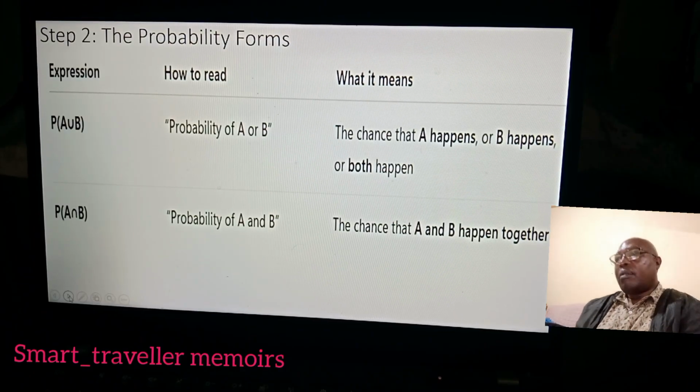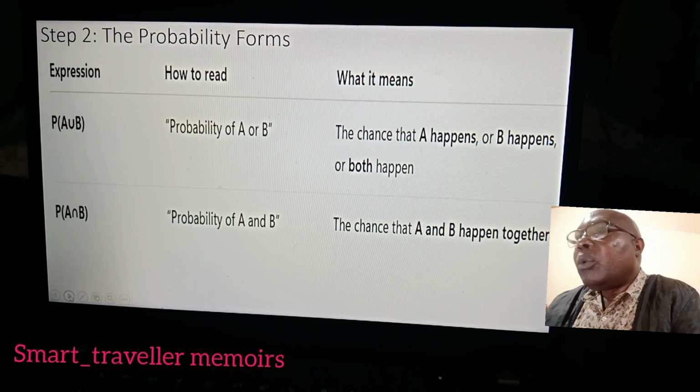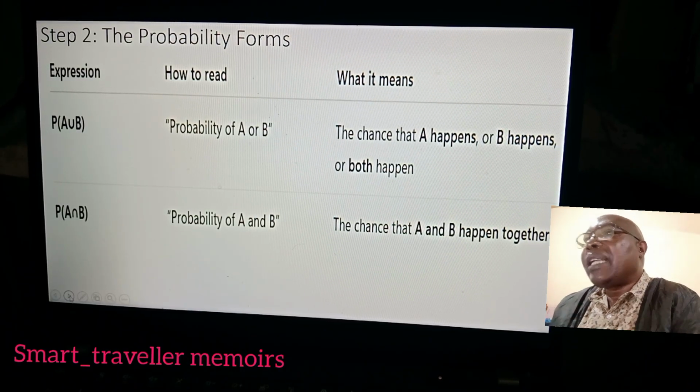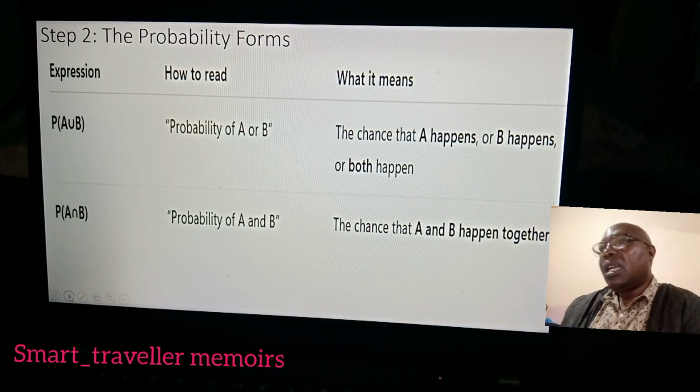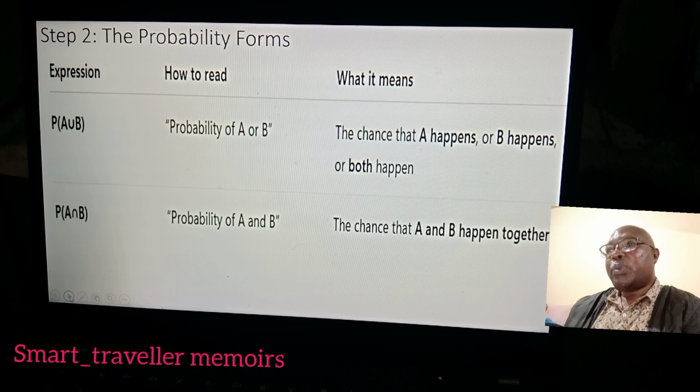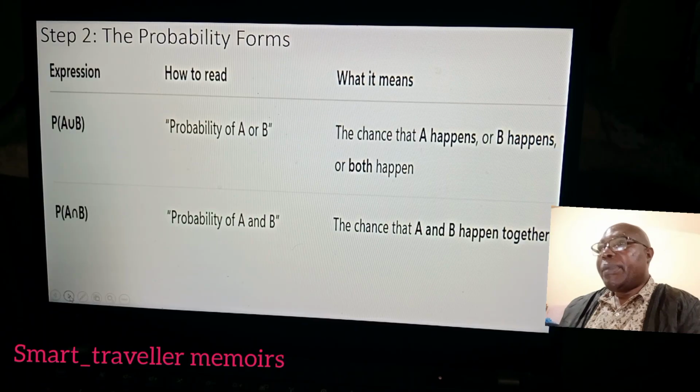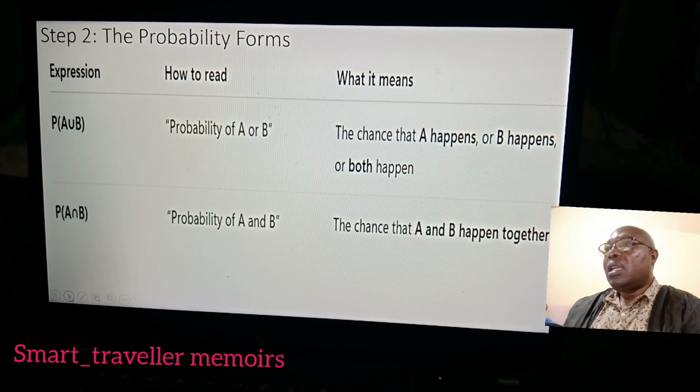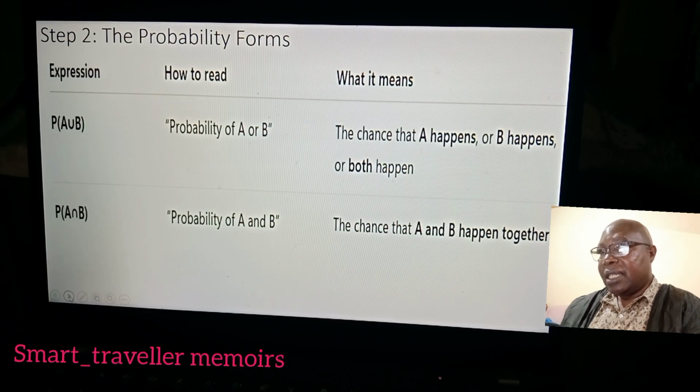So we can now look at the probability forms after discussing what we have discussed. And so we have the expression P(A union B). And how do you read it? Probability of A or B. And what does it mean? The chance that A happens or B happens or both happen.